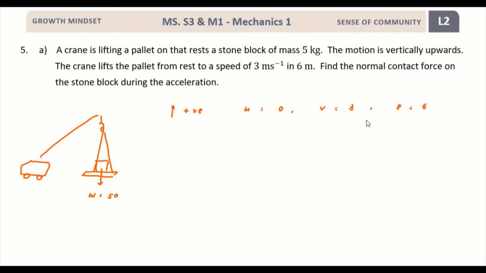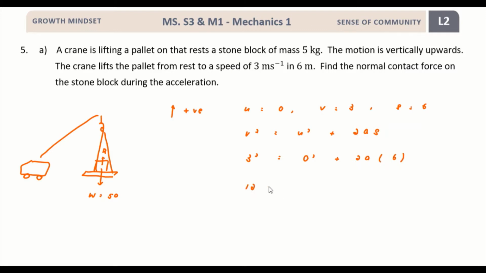Okay, so find the normal force on the stone block during the acceleration. Which means what is the reaction force here? So similarly, we need to find our acceleration, then only we can find the force. So we have U, V, S, then we can find our A, right? By using V square is equal to U square plus 2AS. Okay, so 3 square is equal to 0 square plus 2AS.